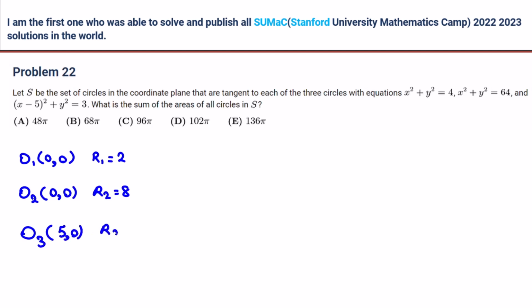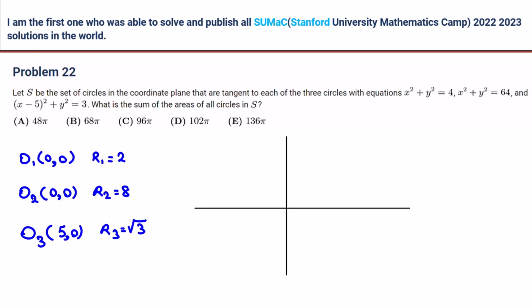And radius is... And it says we should find circles that are tangent to all of them, right? Radius of the third one is square root of 3. Sorry, square root of 3. And we should find the circles that are tangent to all of them, right? Okay.